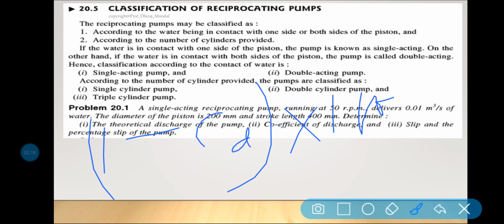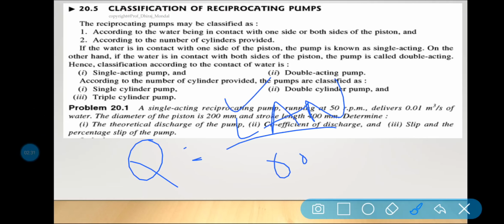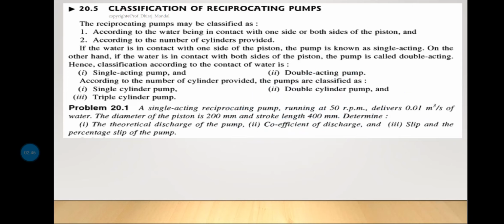Now how can we calculate this? Your theoretical, the values are already given, I think. So LAN by 60, that means the rpm is given, right? So Q is equal to LAN by 60. Now L is given, A is given, that means diameter is given, N is given. So can I find out the theoretical discharge? And actual discharge is already given, 0.01 meter cube. I hope it is clear.